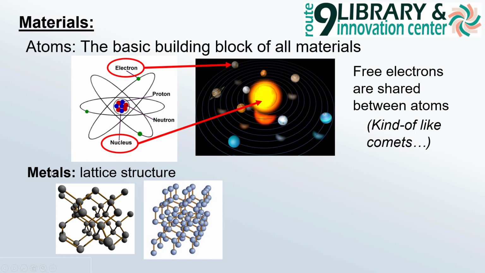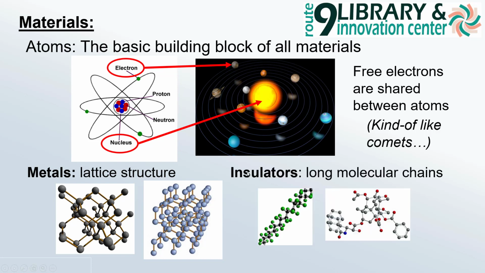So inside of a metal, the atoms are arranged in this kind of lattice structure. Each one of these balls would be an atom with these electrons tightly bound to the center, and there would be a lot of free electrons that can roam from one atom to the other interspersed in metals. However, in insulators, they're still made up of atoms, but they're in these long molecular chains, and they don't have free electrons that can move in between them.